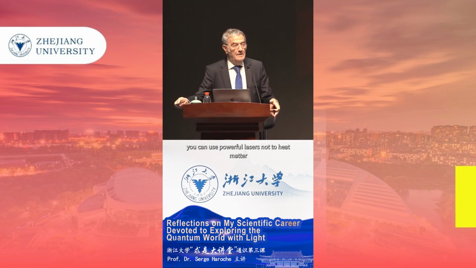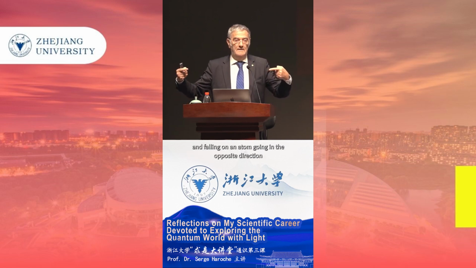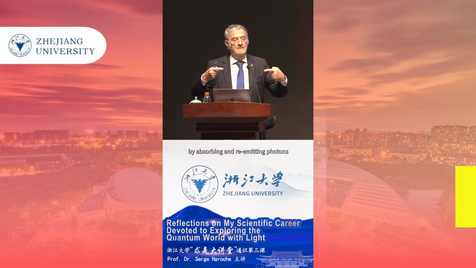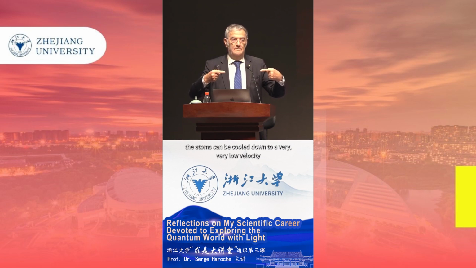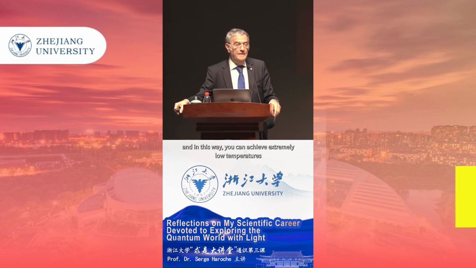You can use powerful lasers not to heat matter, but to cool down matter. If your laser beam is going in one direction and falling on an atom going in the opposite direction, by absorbing and re-emitting photons, the atoms can be cooled down to a very, very low velocity, even stopped in their path, and you can use laser light to trap atoms. In this way, you can achieve extremely low temperatures, of the order of micro-Kelvin or nano-Kelvin.